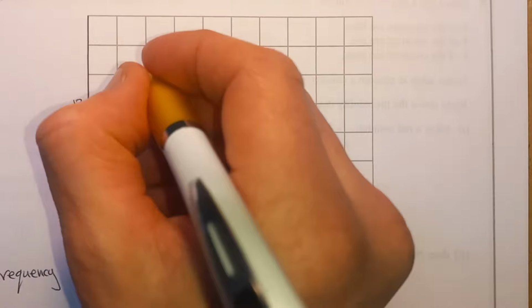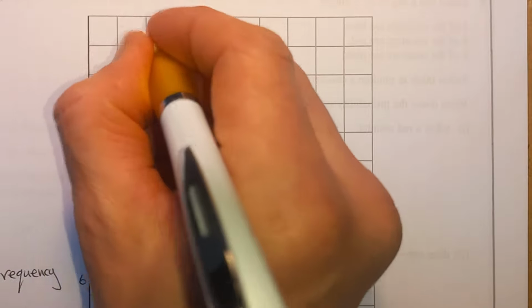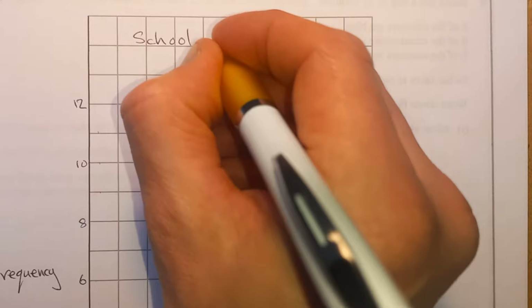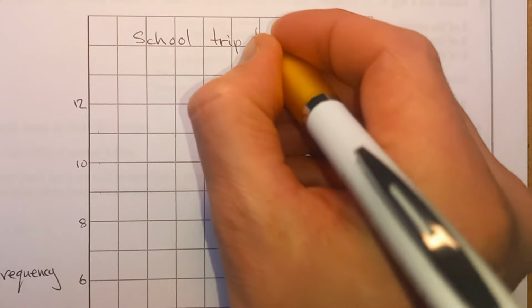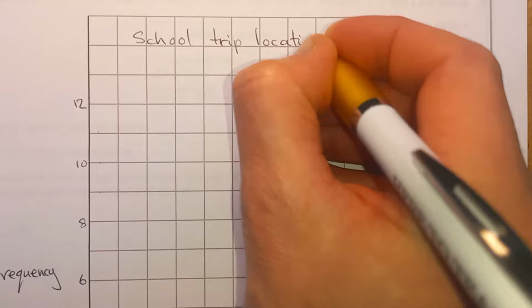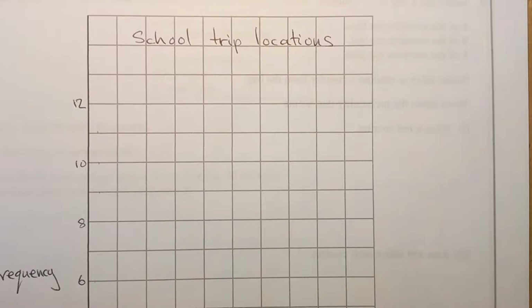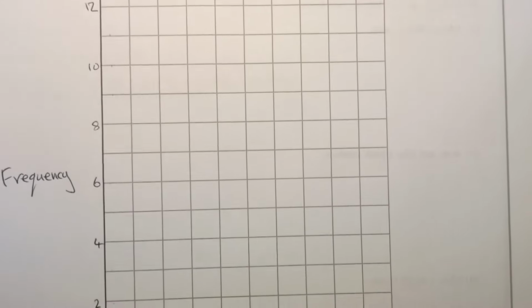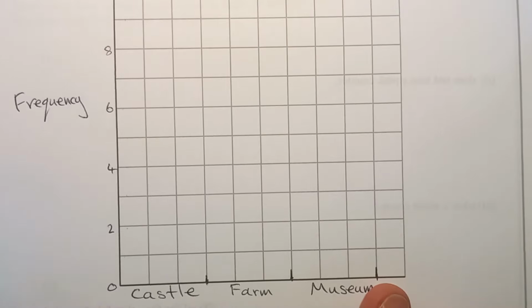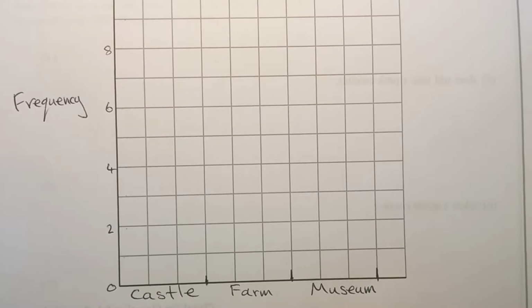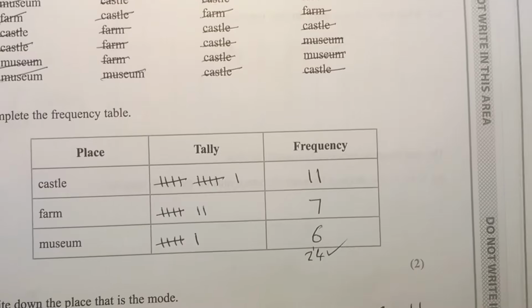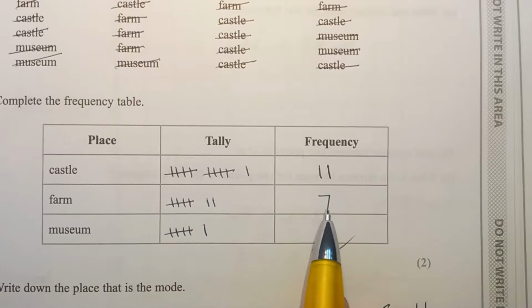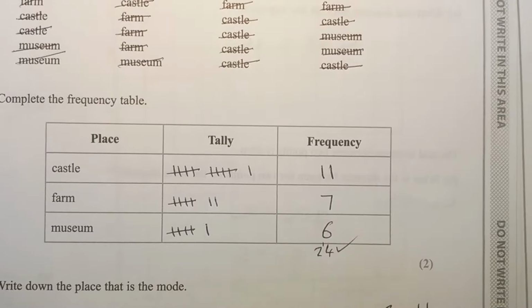And I might as well put a title on this. So this is going to be school trip locations. Usually I'd do the title at the end, but might as well do it now while we're laying it out. Okay, so we've just got to think, what numbers have we got? So if we go back to the previous sheet, for castle we've got 11, farm we've got 7, and museum we've got 6.